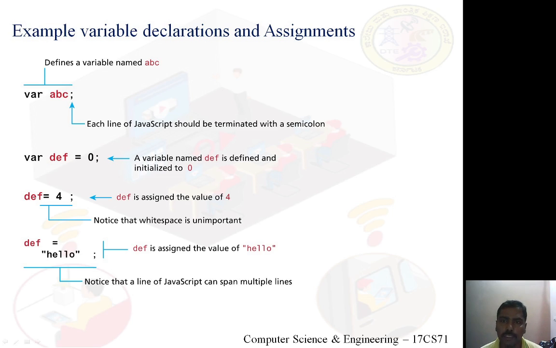So I said it's dynamically typed, meaning a memory location need not store a value of any one type. It can store an int, it can store a float, later it can store a string or even an object. So in the last statement, def is initialized to the string hello. Got it? So initially def, when declared, is initialized to the number 0. Later it's overwritten with the number 4. Later it is overwritten with a message hello. So we call JavaScript dynamically typed.